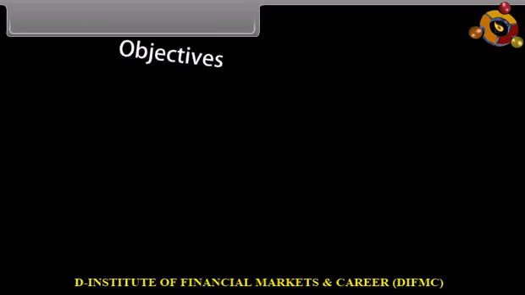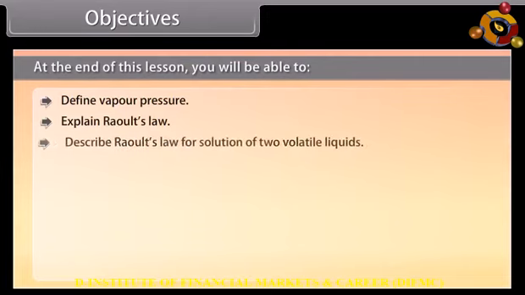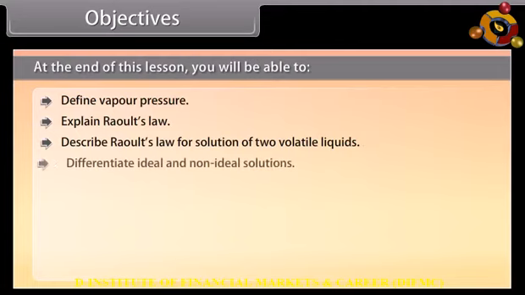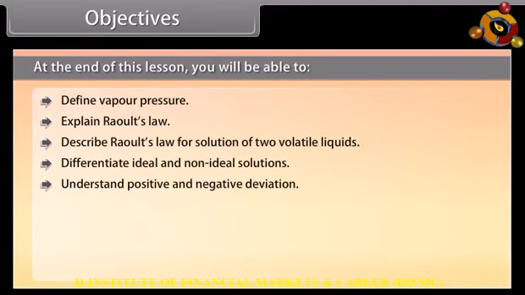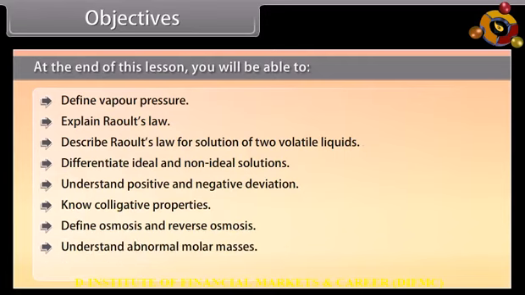Objectives. At the end of this lesson, you will be able to define vapor pressure, explain Raoult's law, describe Raoult's law for solution of two volatile liquids, differentiate ideal and non-ideal solutions, understand positive and negative deviation, know colligative properties, define osmosis and reverse osmosis, understand abnormal molar masses, and calculate van't Hoff factor.